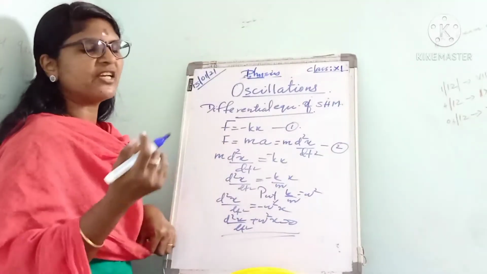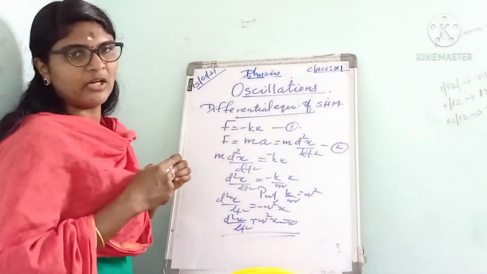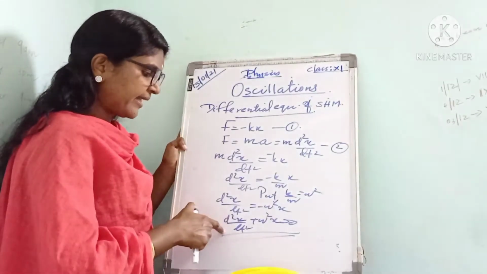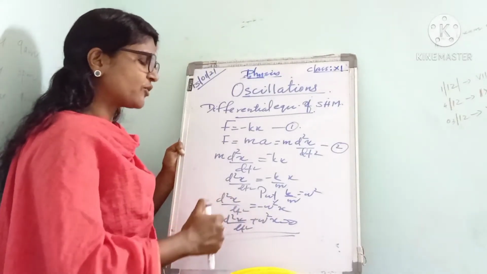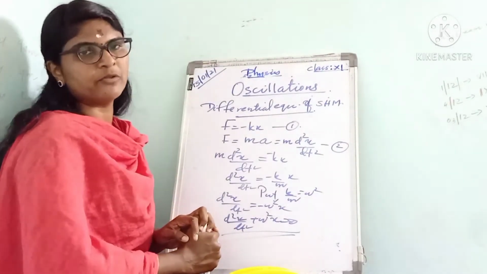This is the differential equation for simple harmonic motion, where omega represents the angular velocity. d square x by dt square plus omega square x equal to 0. This is the differential equation for simple harmonic motion.